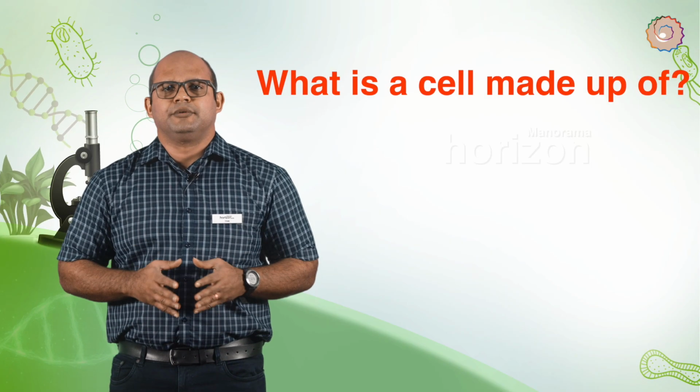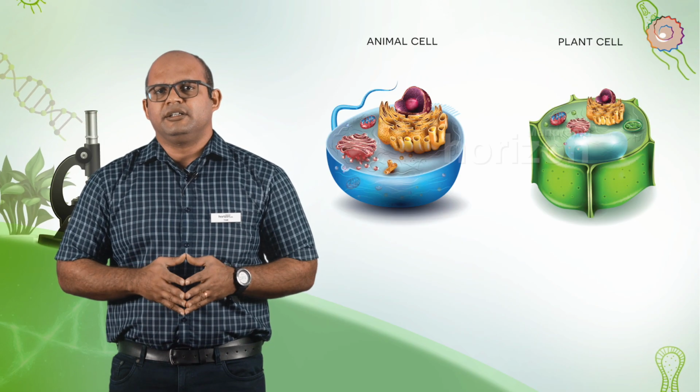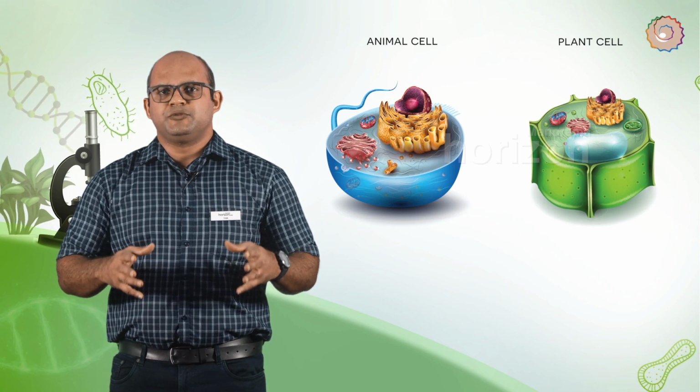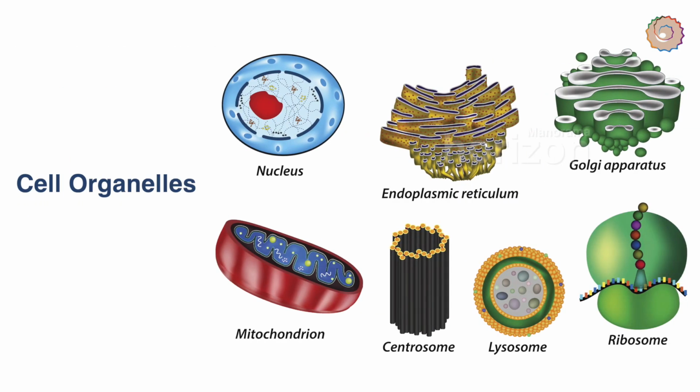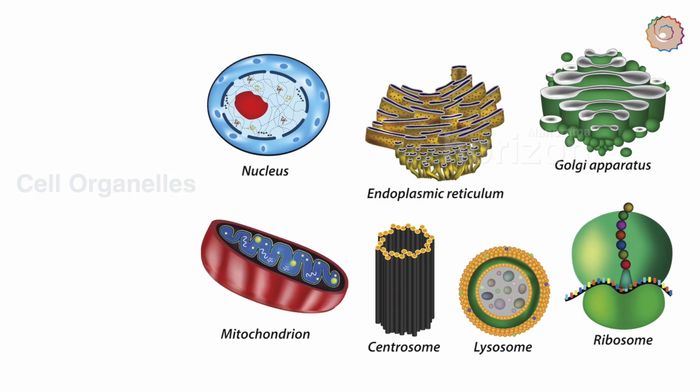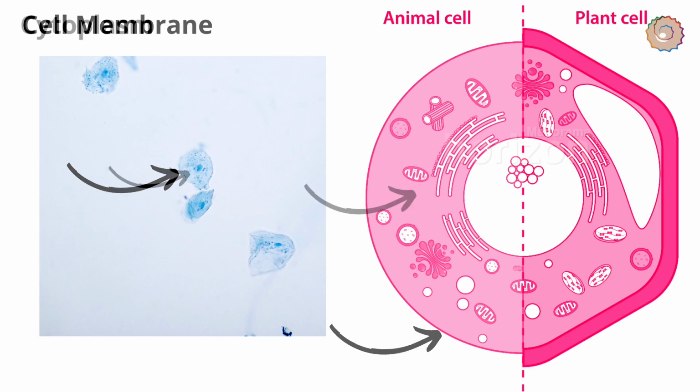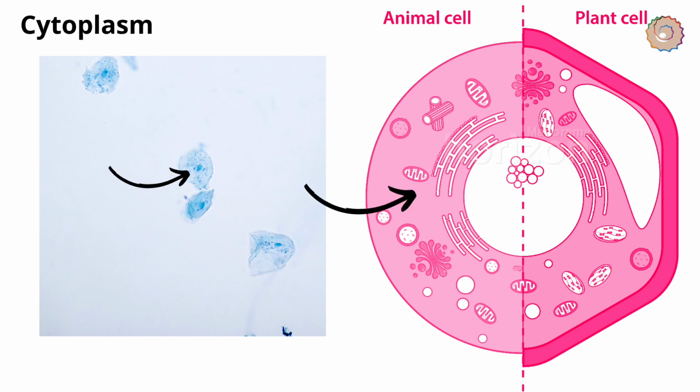What is a cell made up of? We learned earlier that all cells have smaller structures inside them to fulfill specific life functions. These structures are called organelles. But even under the most basic microscopes, most cells display three components: the nucleus, the cell membrane, and the cytoplasm. The cytoplasm is a clear, jelly-like substance that fills the space inside a cell. Now let us look at all of these one by one.